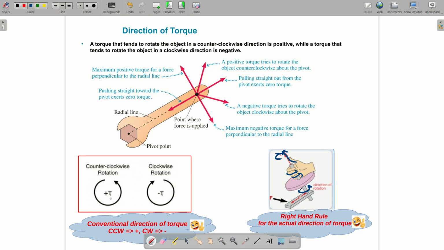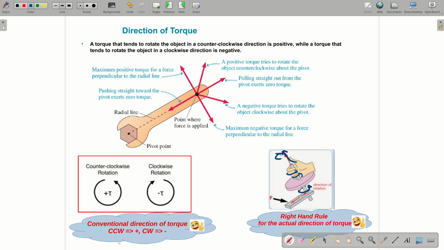And if an object is rotating counterclockwise, conventional acceptance is that torque is positive. So we'll stick with that. If force is causing an object to rotate counterclockwise, it has positive torque. If it's rotating clockwise, it has negative torque. Needless to say, folks, torque is a vector. Why? Because it has a direction, and here's how I can find it.